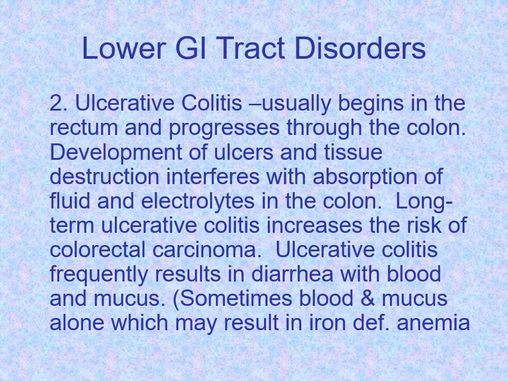Ulcerative colitis usually begins in the rectum and progresses through the colon. Development of ulcers and tissue destruction interferes with absorption of fluid and electrolytes in the colon. Long-term ulcerative colitis increases the risk of colorectal carcinoma, which may be predicted by metaplastic and dysplastic changes of the mucosa. So, finding changes in the cellular structure of the tissue that lines that part of the GI tract. Ulcerative colitis frequently results in diarrhea with blood and mucus, or frequent passage of blood and mucus alone, which may cause iron deficiency anemia.